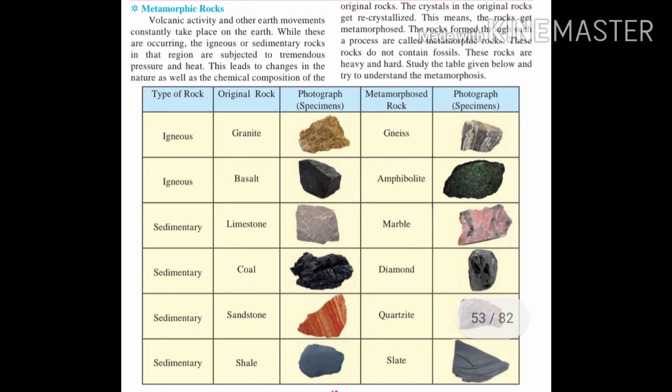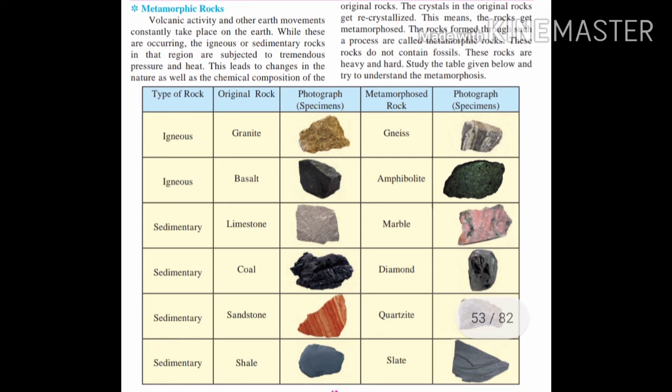While for the sedimentary rock, the original rock was limestone, but because of tremendous pressure and heat, it turned into marble. In the same way, coal is actually a type of sedimentary rock, but after getting metamorphosed, it turned into diamond. This is the best example you can see. For sandstone, the original sedimentary rock, after getting metamorphosed it turned into quartzite. And one more original sedimentary rock is shale, which has turned into slate.